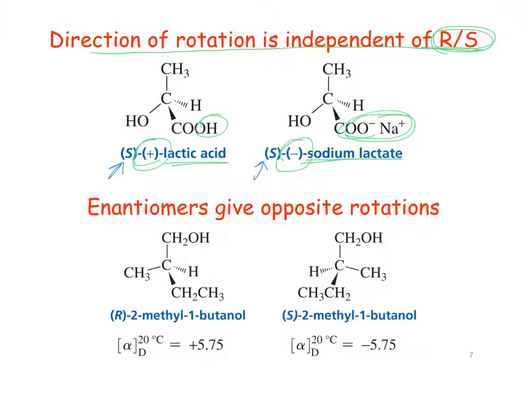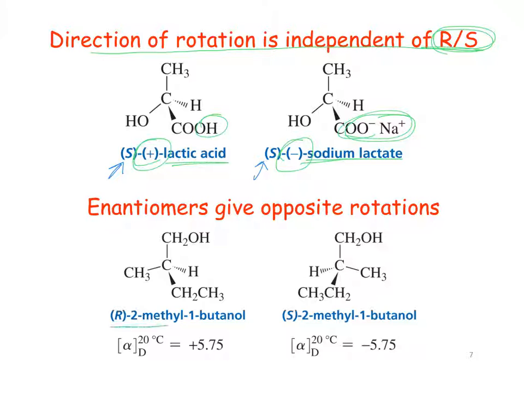So a given molecule with an R chiral center could have a plus or a minus rotation. A molecule with an S chiral center could have a plus or minus rotation as well. However, if we take the same molecule and look at its enantiomer, it will have exactly the opposite specific rotation. The enantiomer will rotate the light in the opposite direction and to an equal amount. So here's an example.